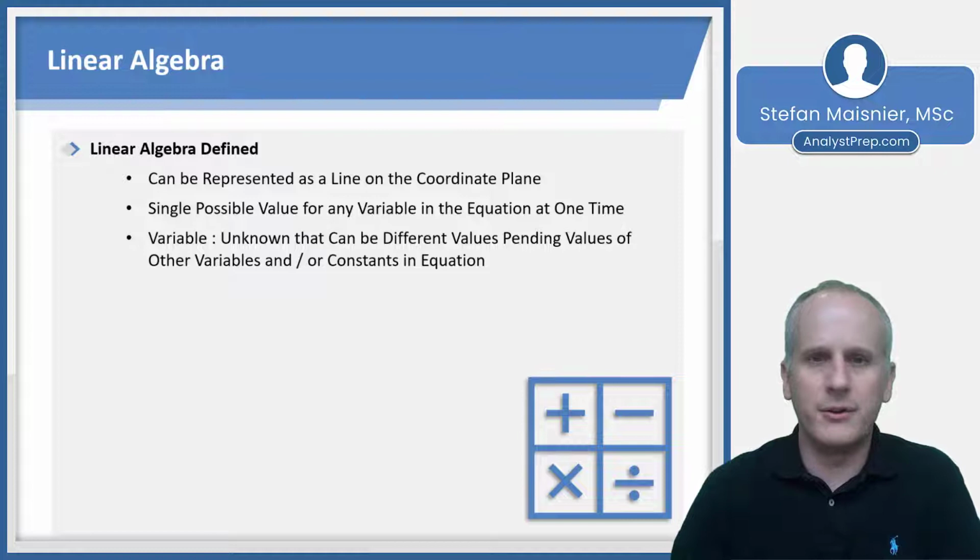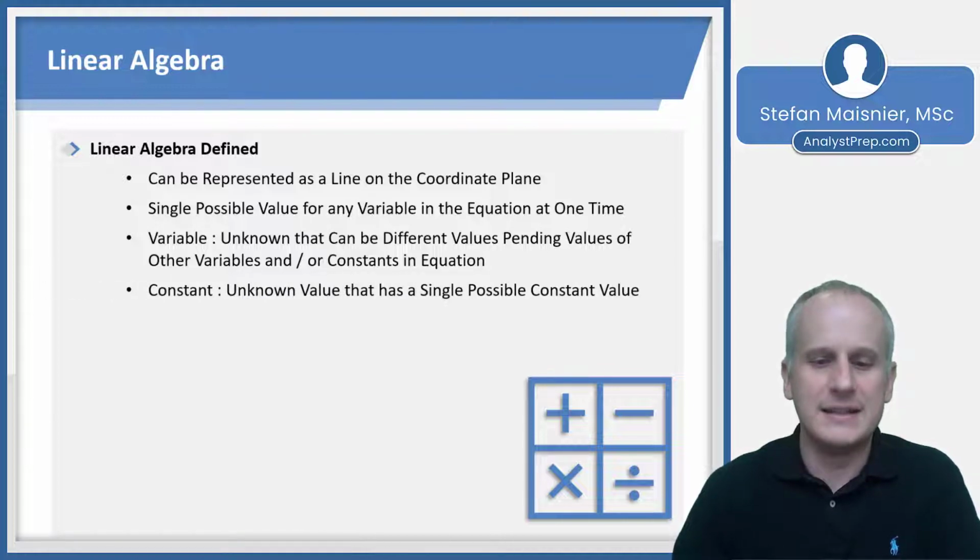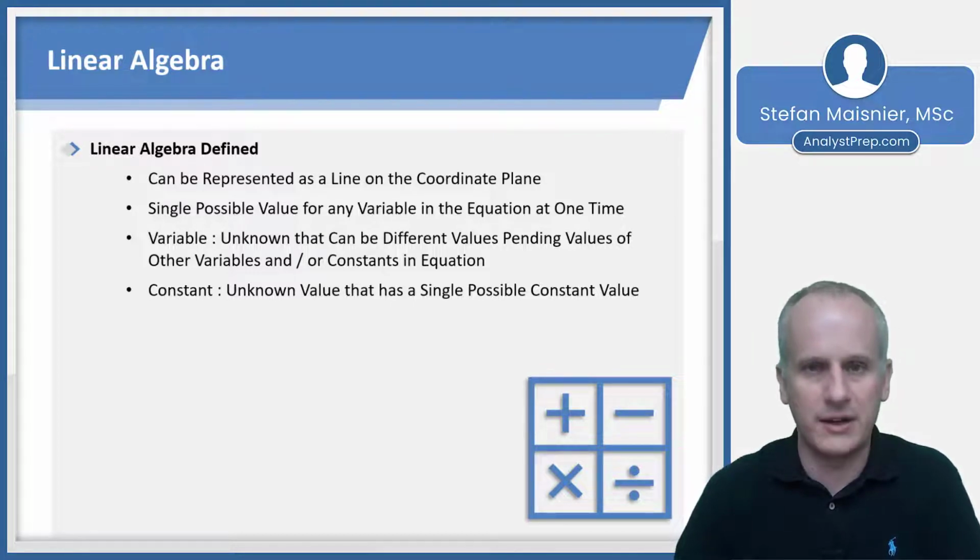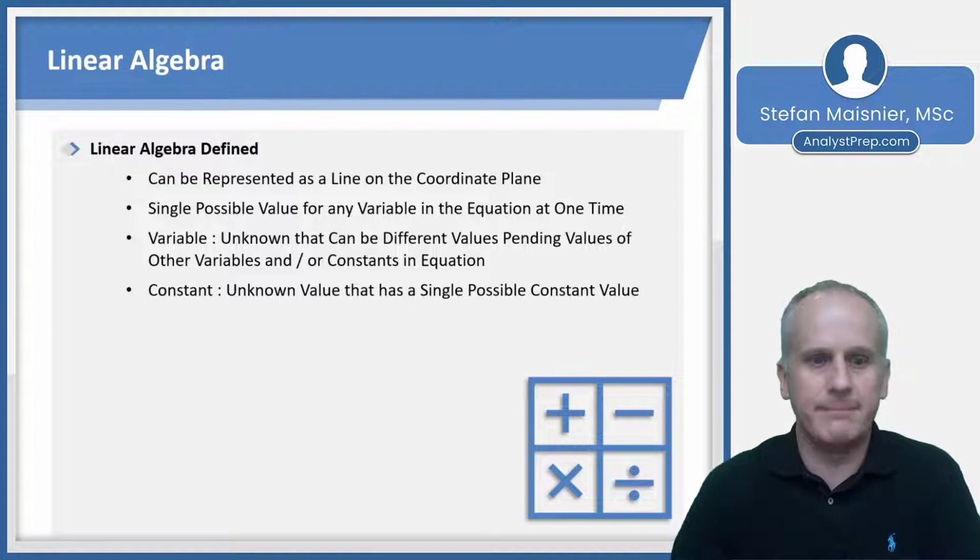So a variable is simply an unknown that can be different values pending values of the other variables and possibly constants in the equation. Now, a constant is an unknown value or known value that has a single possible value. So you might be told that k is a constant. Well, that means there's just one value of k. It doesn't change. So if you solve for k once, it's done. Other numbers are also known as constants because the value of 10 is always 10.